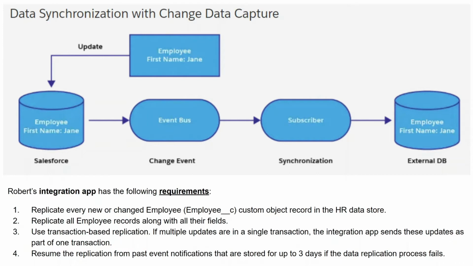Here are the requirements. The app needs to, 1, replicate every new or changed employee custom object record in the HR data store. 2, replicate all employee records along with all their fields. 3, use transaction-based replication. If multiple updates are in a single transaction, the integration app sends these updates as part of one transaction. And 4, resume the replication from past event notifications that are stored for up to 3 days if the data replication process fails.